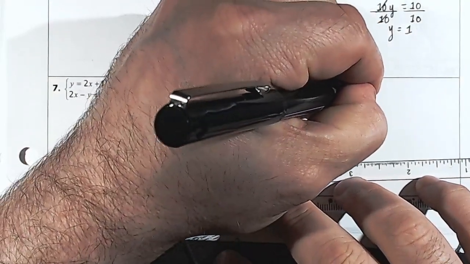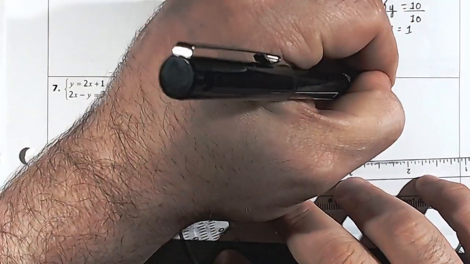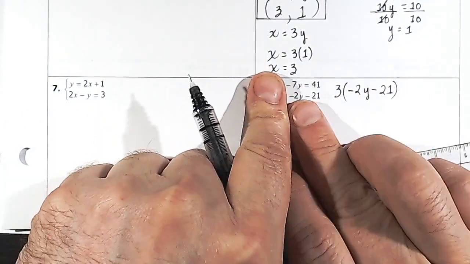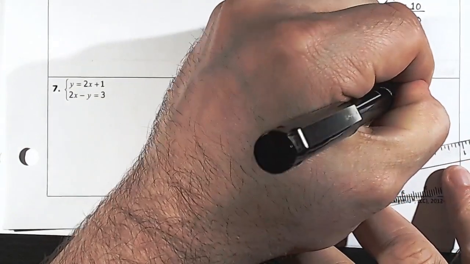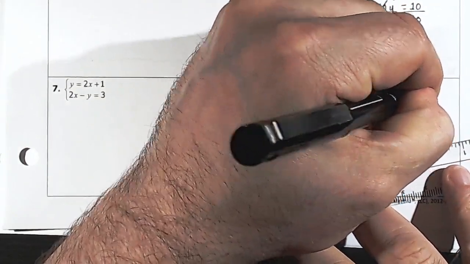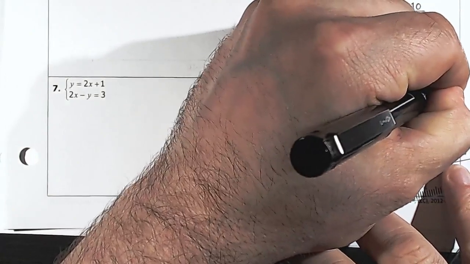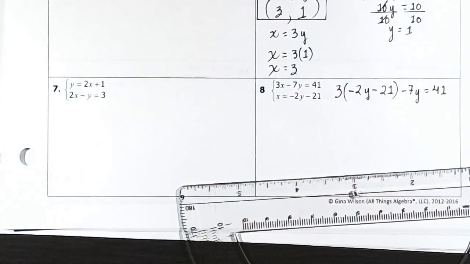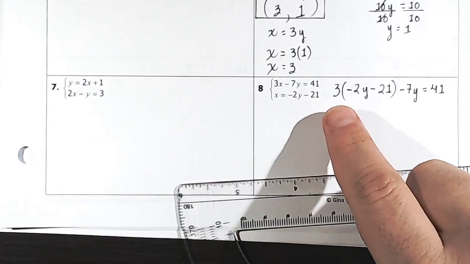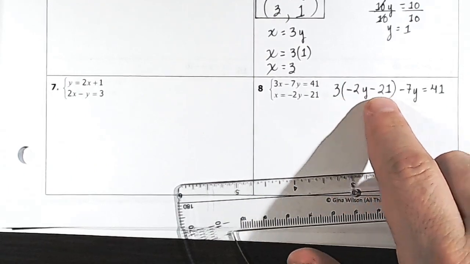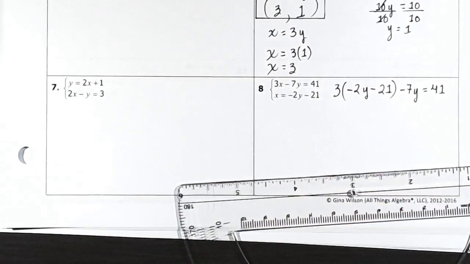Negative 2y minus 21. Close those parentheses out. And now write the rest of this problem. Minus 7y equals 41. Okay, get that written out. And now, once again, pause the video, try to do it yourself. What you're going to need to do is distribute, multiply this 3 through this parenthetical expression right here.